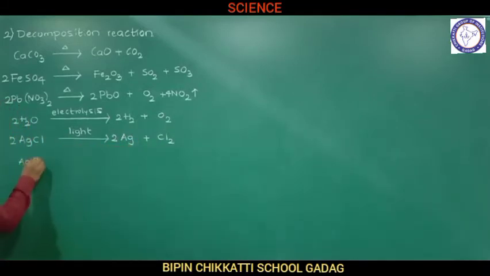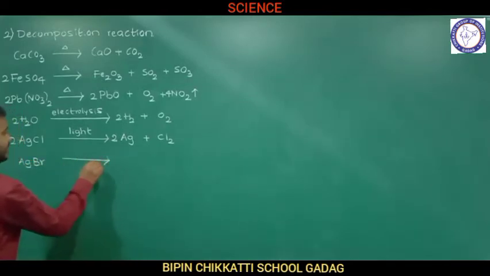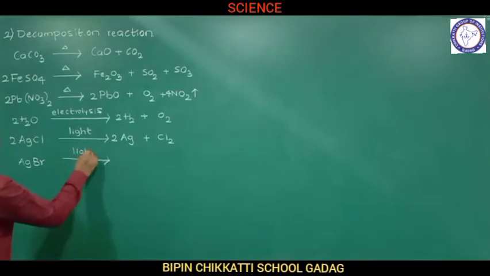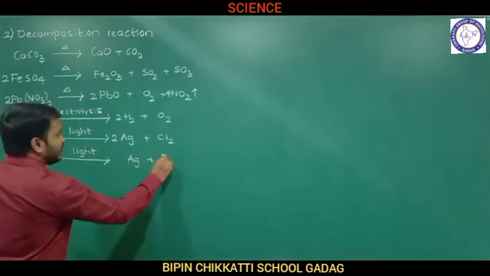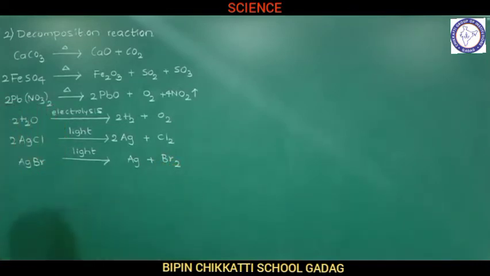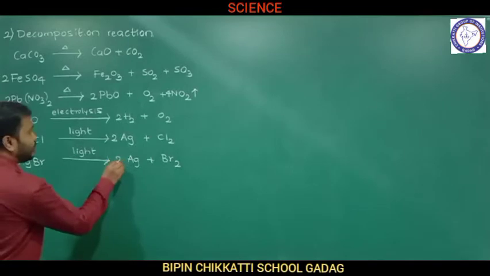One more example we will see, that is AgBr, silver bromide, and when this is exposed to light, we are going to get silver as well as the gas Br2, bromine gas as we used to call it. For balancing I need to write 2 here, and I need to write 2 here.